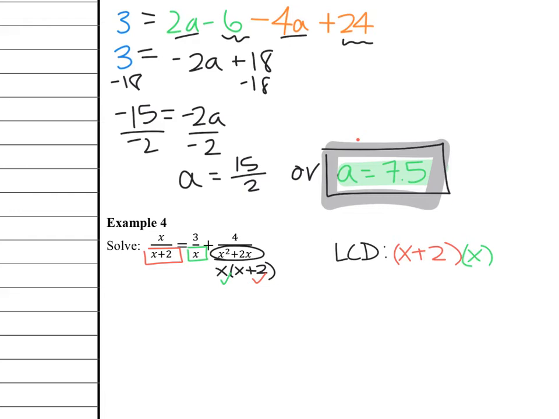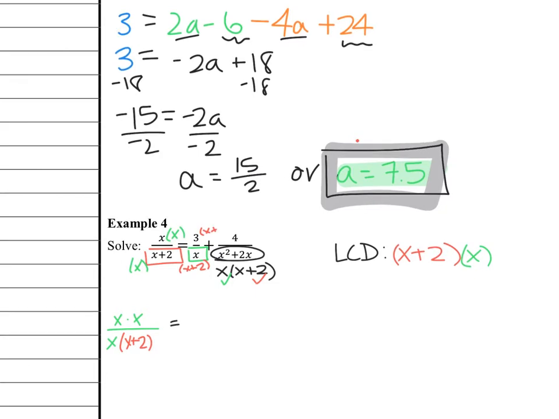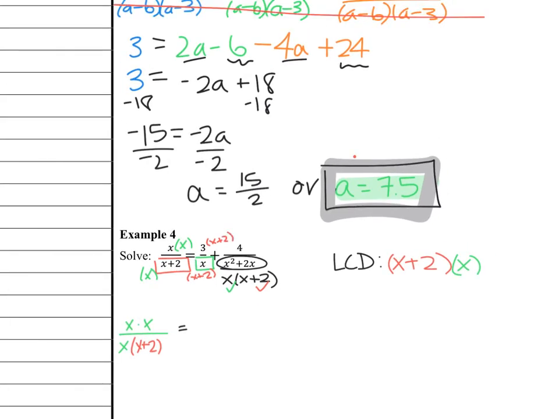All right, so this first fraction has an x plus 2, but it's missing the x. So now we have x times x over x times x plus 2. And then it's equal to, okay, let's see. This has the x, but it's missing the x plus 2 on top and bottom, because whatever you do to the top, you have to do to the bottom. So now it's equal to 3 times x plus 2 all over x times x plus 2.